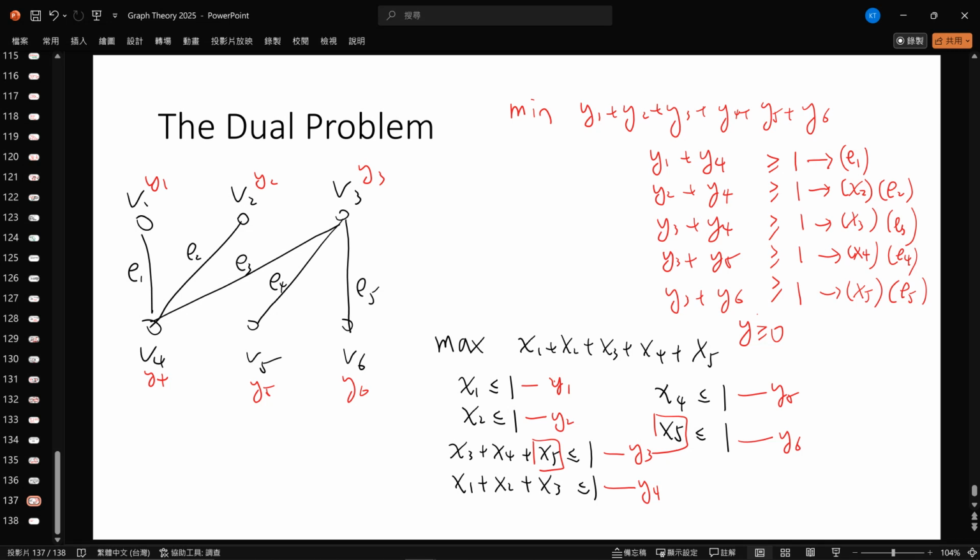Y2 plus Y4. Okay, so I think the general form of the left-hand side is just the sum of the dual variables of the two endpoints. Okay, so you have the edge, and then you have the endpoints, and you just compute the sum of their dual variables. That is the left-hand side, okay? And the right-hand side is just 1, okay?